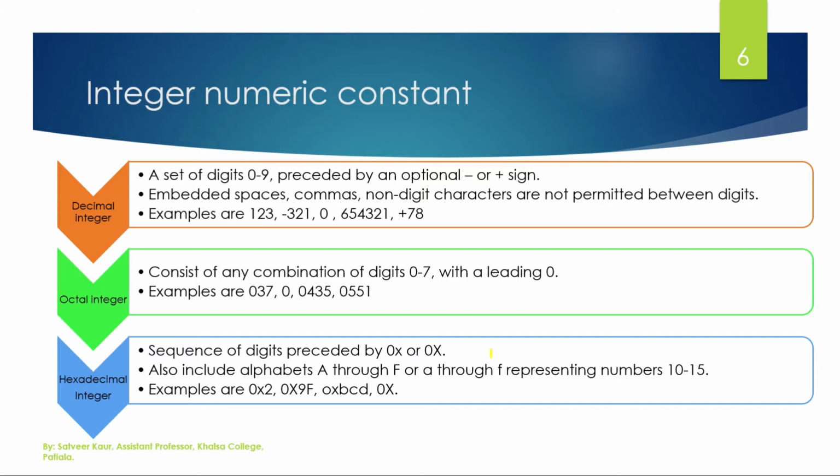For example, 0x2, 0x9F, F represents here 15, 0xBCD and 0x. All these are examples of hexadecimal integers.